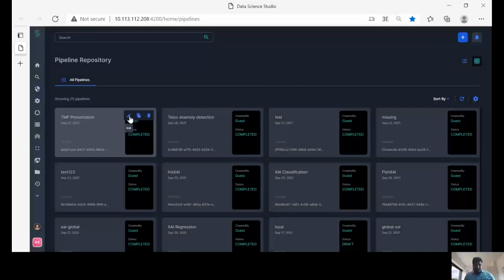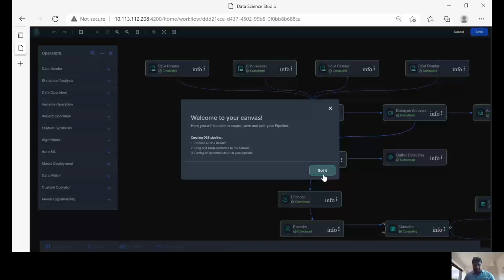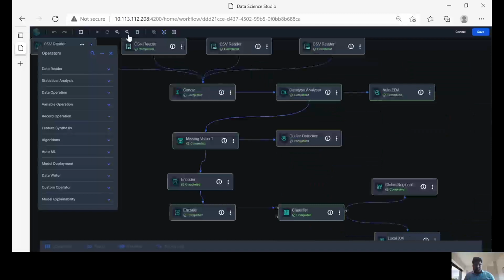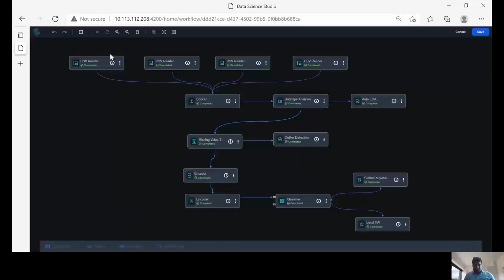Okay, so I already have a pipeline built on it. Let me straight away walk you through what this pipeline looks like. What we have done in this pipeline is basically a canvas where we have various different operators, as you can see, and each operator is interconnected to create a workflow. So what this workflow basically means is it starts with ingesting data.